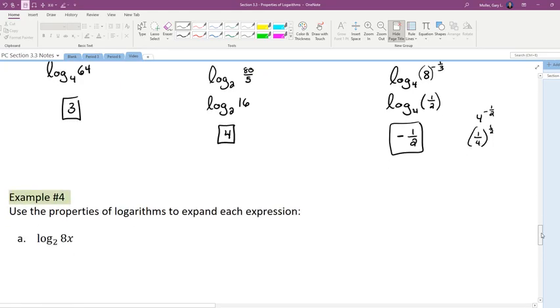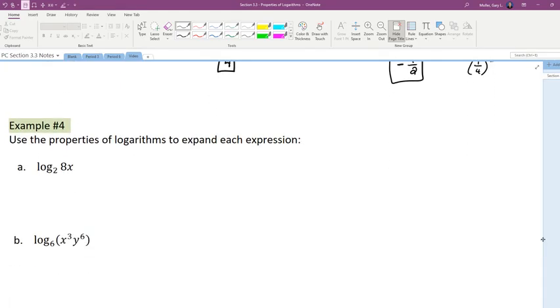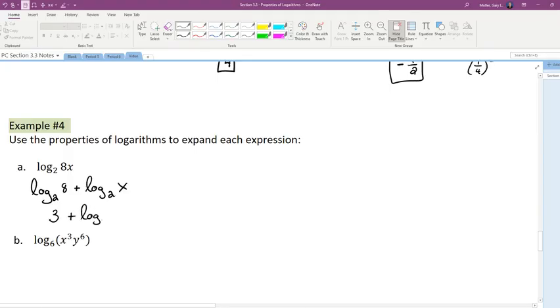All right, let's keep rolling. Use the properties of logs to expand. So we're just going to practice expanding a few more. So this becomes log base 2 of 8 plus log base 2 of x. And while we're here, log base 2 of 8, we know that one. That's 3. So we might as well go ahead and just turn that into a nice, simple 3 plus log base 2 of x.